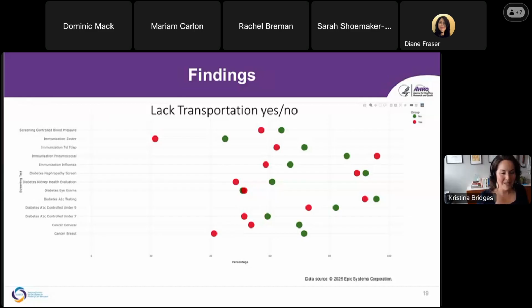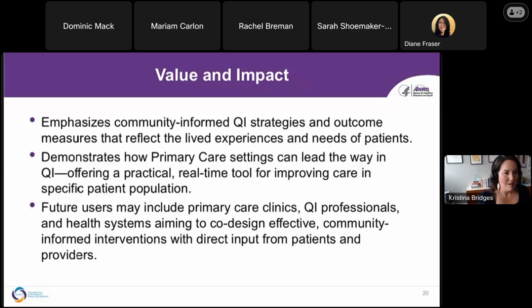And then my final slide. So this project emphasizes community-informed quality improvement strategies and outcome measures that reflect the lived experiences and needs of patients. It demonstrates how primary care can really lead the way in quality improvement and offer practical real-time tools for improving care. And future users may include primary care clinics, QI professionals, health systems aiming to co-design effective community-informed interventions.